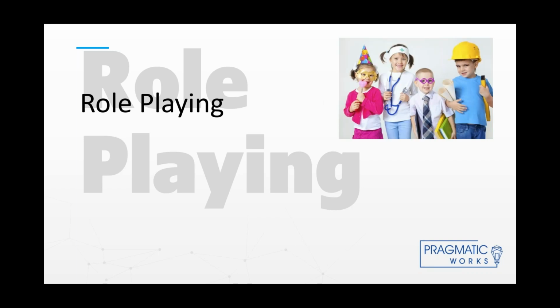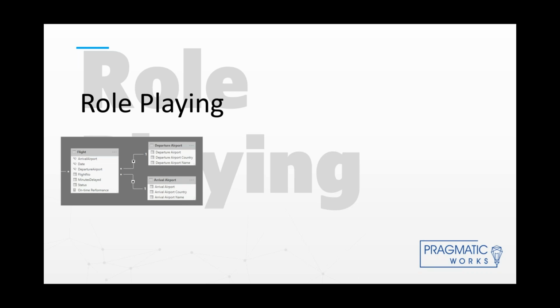Okay, role-playing dimensions. So in this very simple example, I have on-time flight information from the FAA. The concept of an airport can play two different roles in this scenario. Airplanes leave from an airport, they arrive at an airport. As far as flights are concerned, a flight leaving from an airport, the airport in that scenario only plays one role. That is the departure airport, as opposed to the arrival airport. I only have one physical airport table.